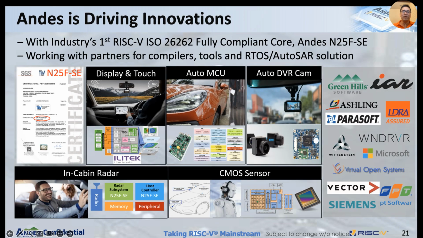And through our efforts, our first N25F-SE has been designed into over 10 different customer projects across a variety of different automotive applications. And some of our customers are already leveraging our safety package to pass the SoC level safety certification. And we are working actively with a lot of software partners to provide safety grade tool chains, C-code verification software, middleware, and AUTOSAR middleware to enable a more complete safety automotive solution for our customers.